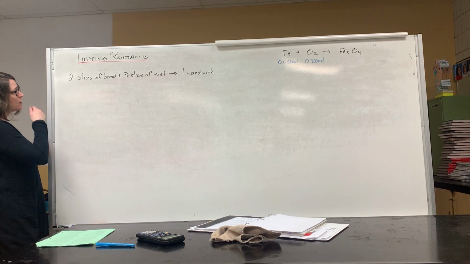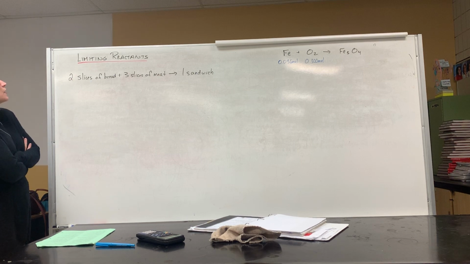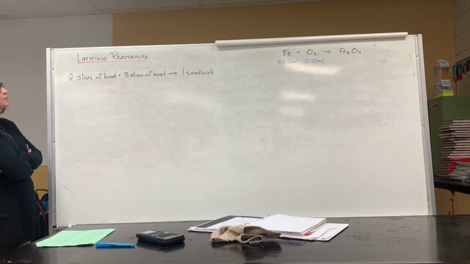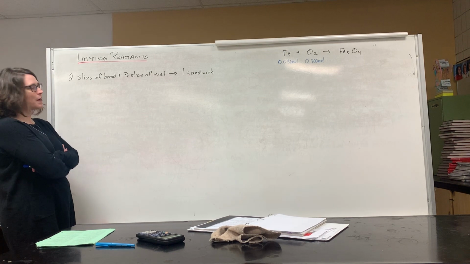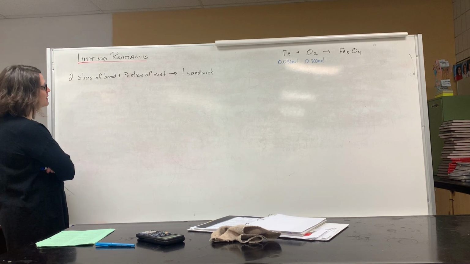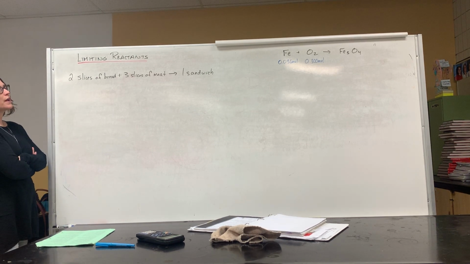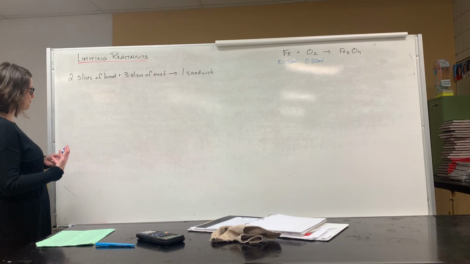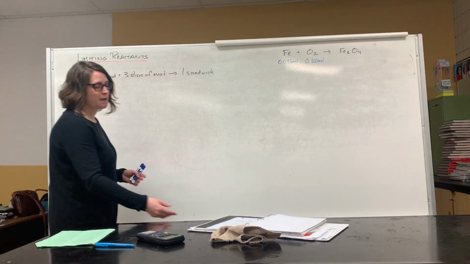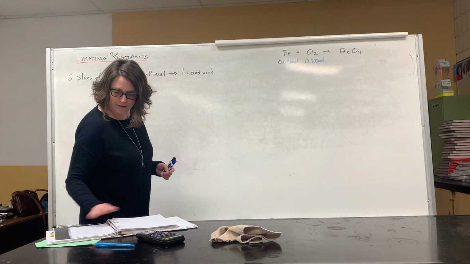So we're going to start with a non-chemistry example of sandwiches. Okay, so we're going to say 2 slices of bread, 3 slices of meat. My apologies to the vegetarians and vegans out there. We're going to, for convenience, use meat here. So 2 slices of bread plus 3 slices of meat are going to make 1 sandwich. Now, the sandwiches must be made with that ratio, let's say.